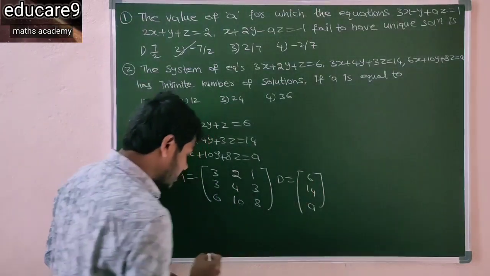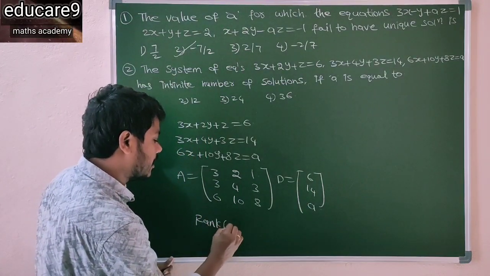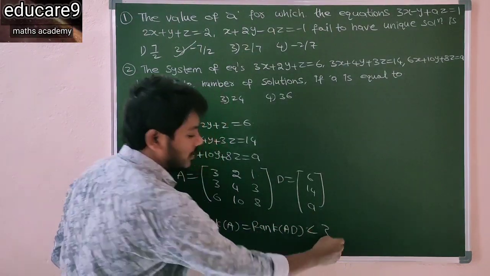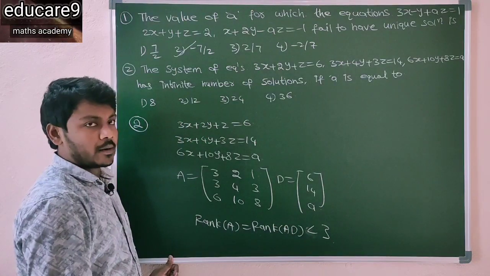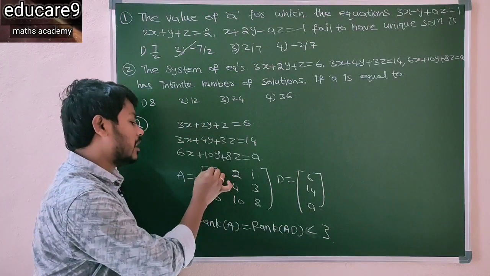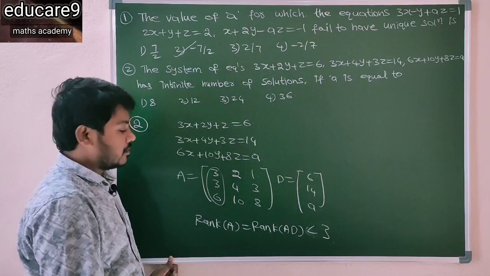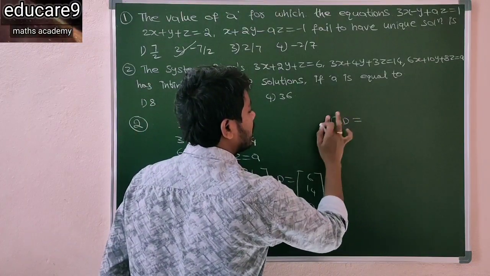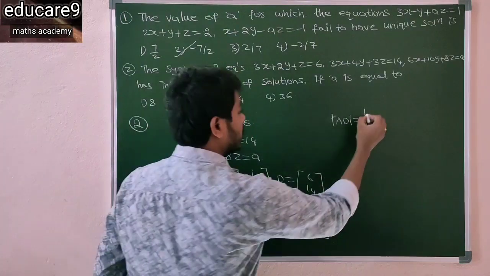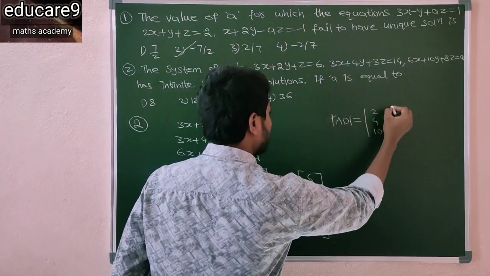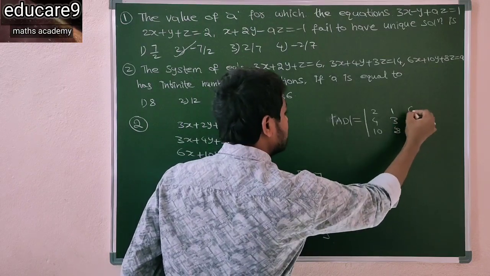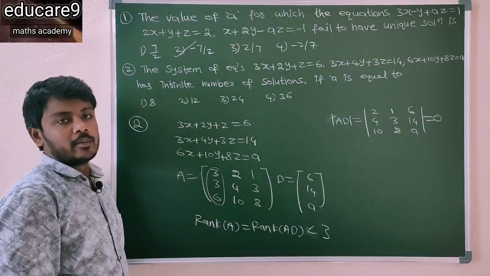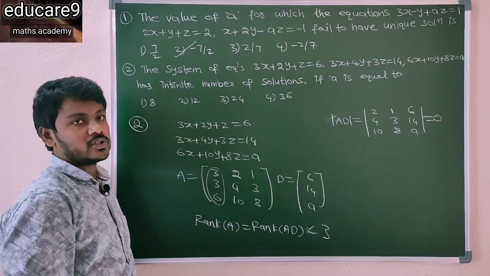So here clearly rank of A is equal to rank of AB, less than 3. Okay. Now find the determinant of AB. So deleting any column in matrix A, for example, delete the first column. Then AB is what? 2, 4, 10, 1, 3, 8, 6, 14. This is 0 because of rank. Determinant of A equals 0 and determinant of AB is also 0.